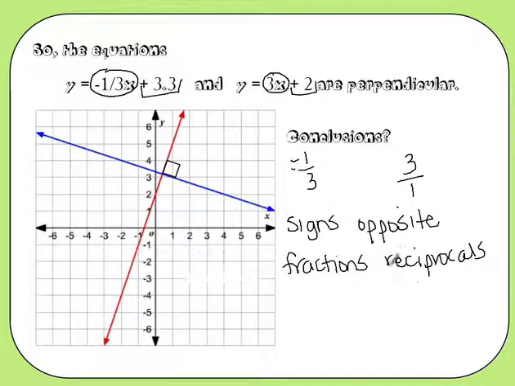If these two things are true, if we have opposite reciprocals, okay, the signs have to be different, the fractions have to be reciprocals, then the lines are perpendicular. And this is just the symbol for perpendicular. Okay?